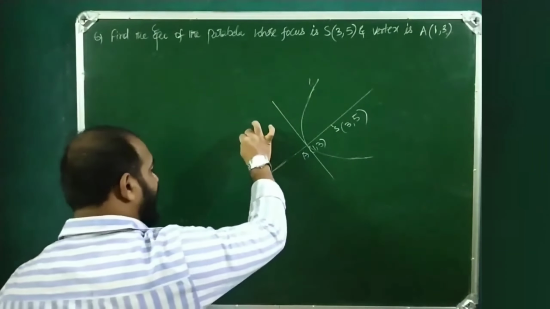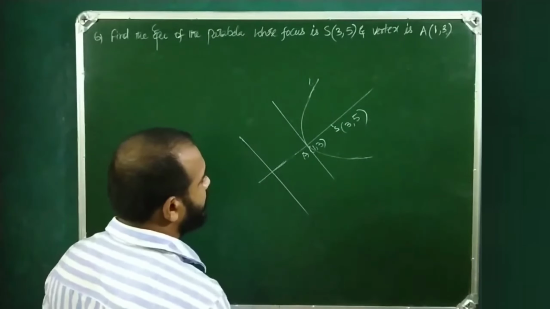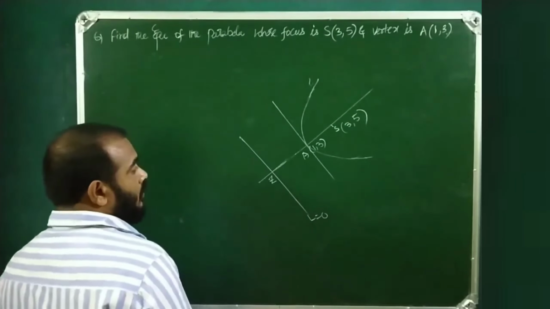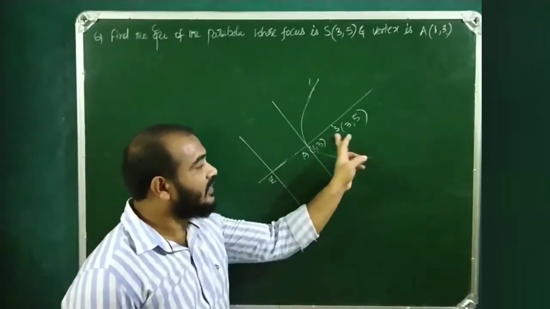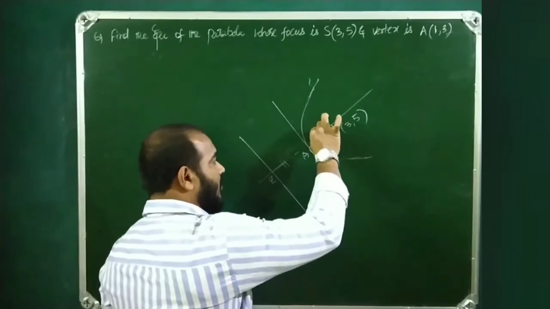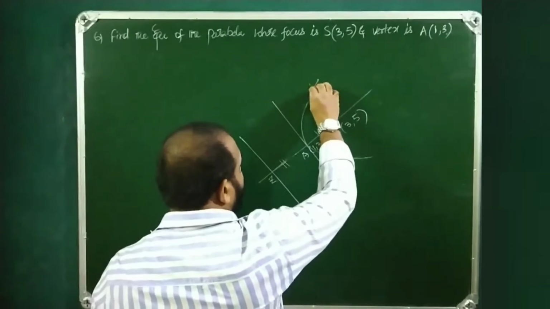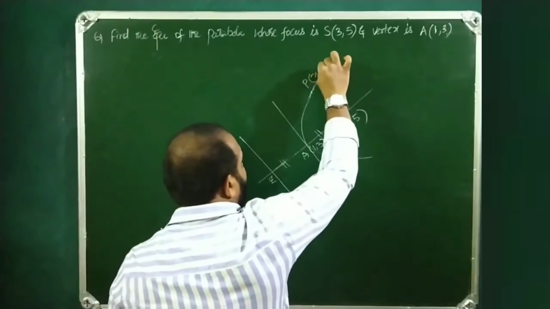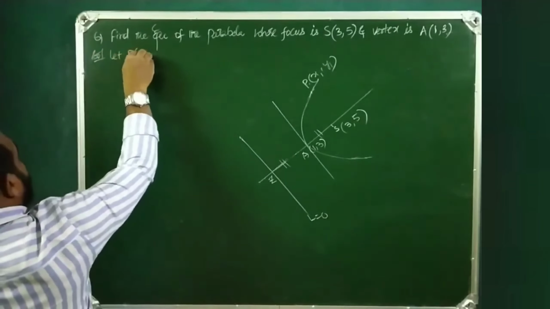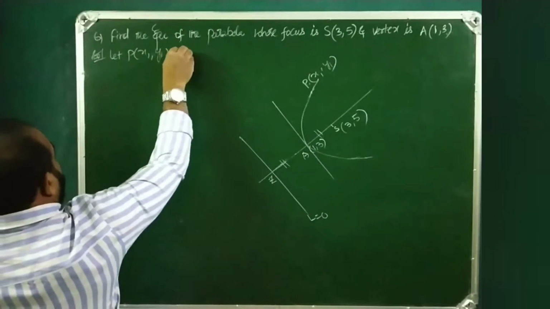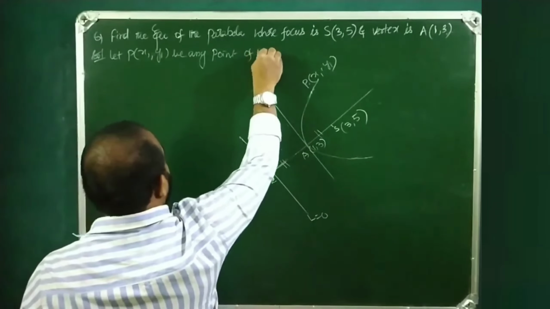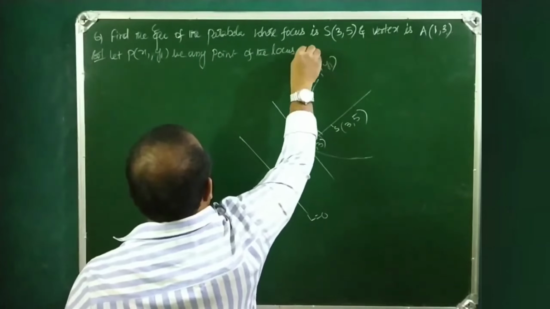So this is the vertex, this is the directrix. This is Z, this is L equals to 0. Here Z, A, S are collinear points and A is the midpoint of ZS. These distances are equal. So let us take, solution: let P (x1, y1) be any point of the locus of the parabola.